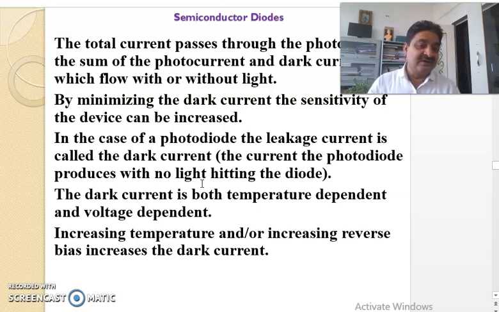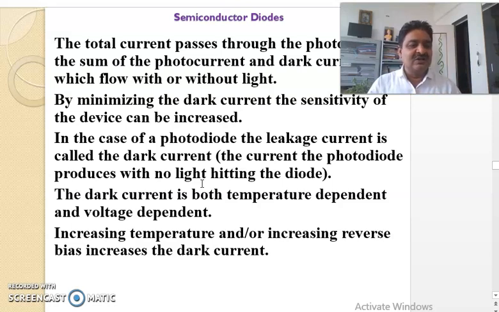And what is dark current? The leakage current through the photodiode whenever no light is incident on it. Such a current is said to be dark current. The dark current is both temperature dependent and voltage dependent. Dark current depends upon temperature as well as the voltage.